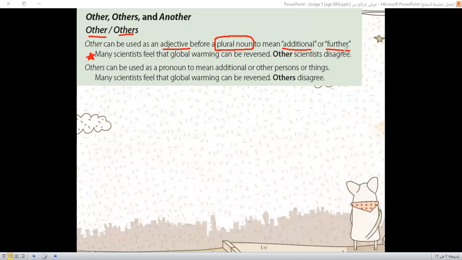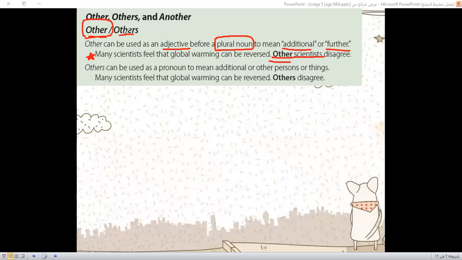Other scientists disagree. Make sure here, I have other as an adjective, and I added it to what? To scientists. Scientists is singular or plural? Plural. Yes, it's plural. That's why it's very important. Sometimes in the test there is a blank here, so you should know that if the noun is plural, the first choice is other. And it means other scientists, يعني العلماء آخرين.